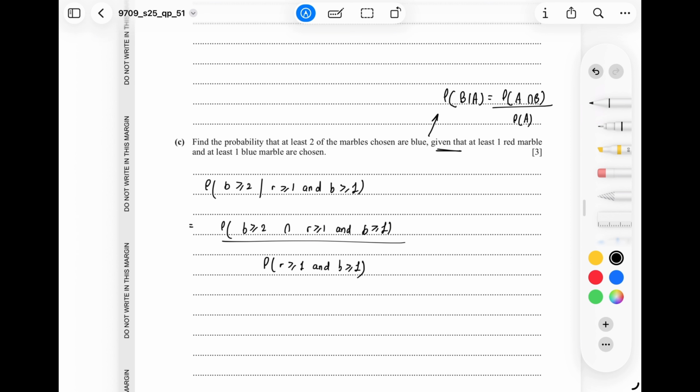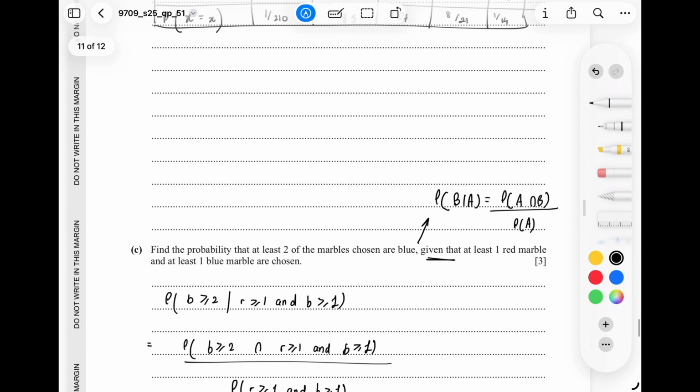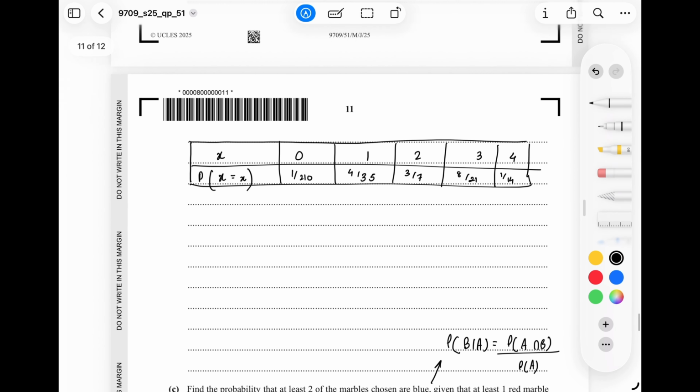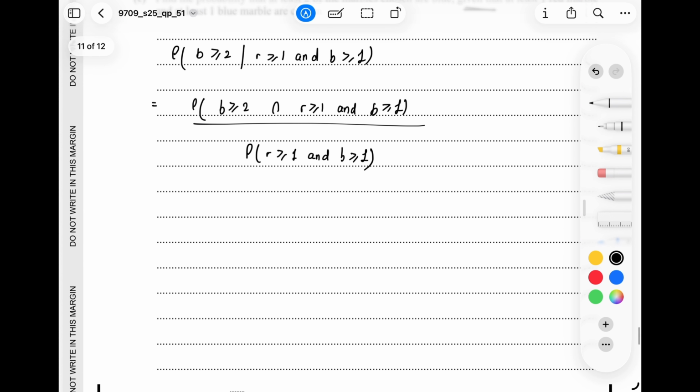So let's do the denominator first. At least one red and at least one blue are chosen. So let's go over here. We cannot have no red, and we cannot have no blue. We have to have at least one blue, two blue, three blue, not all blue and not all red. So these three options over here, those are our options. So we have all this over 4/35 plus 3/7 plus 8/21.